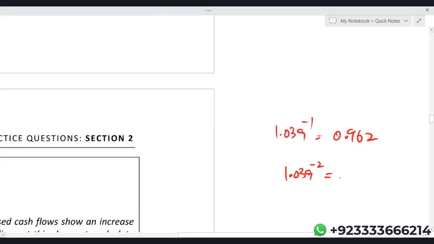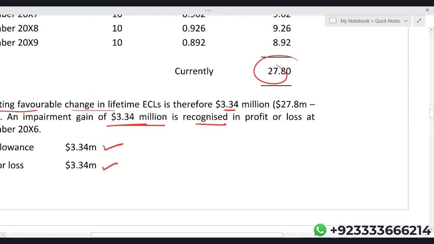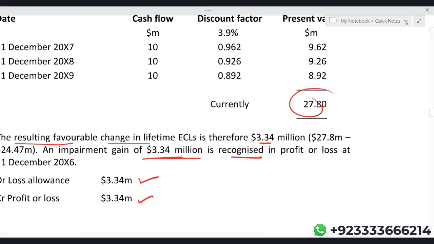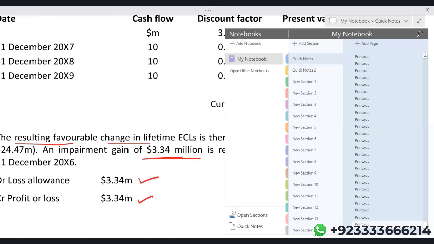Students, are you getting these results? Yes or no? Is it okay now? How to get these discount factors? No issue, no issue. So let's go back to the question.